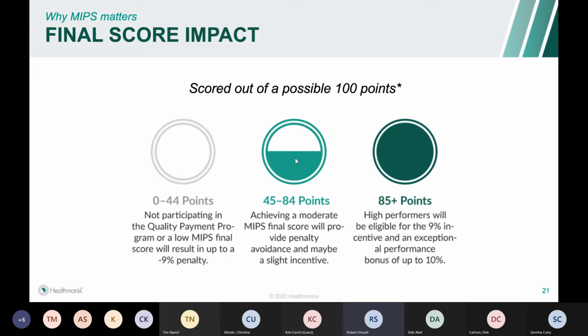In this category, in the middle here, 60 to 84 points would be achieving a moderate MIPS final score, and you would avoid the penalty, and you might see some incentive 2 years later. So in your 2023 adjustments, you would see that. And then over 85 points, that's where you could be eligible for the highest 9% payout, all the way up to the exceptional performance bonus of up to 10%.